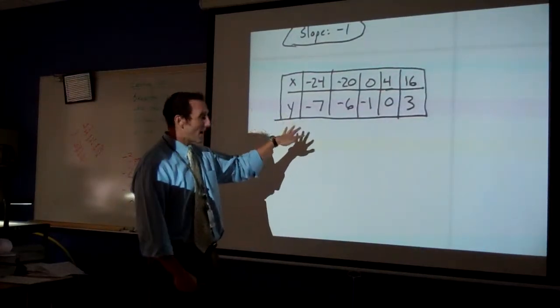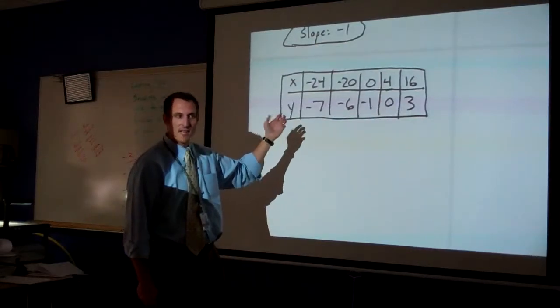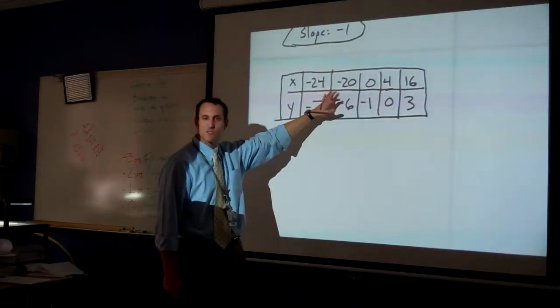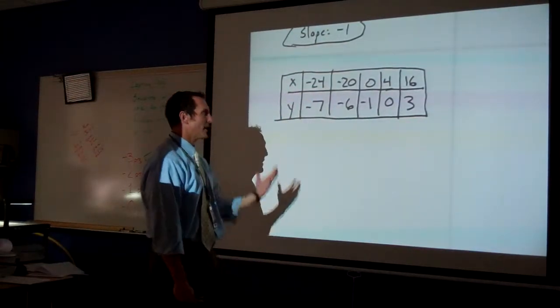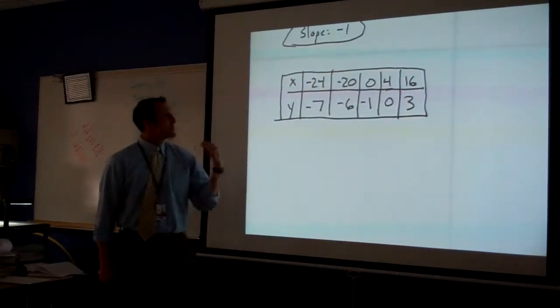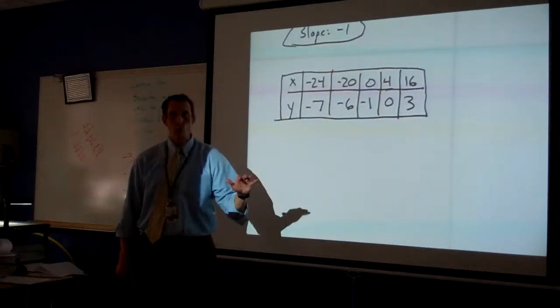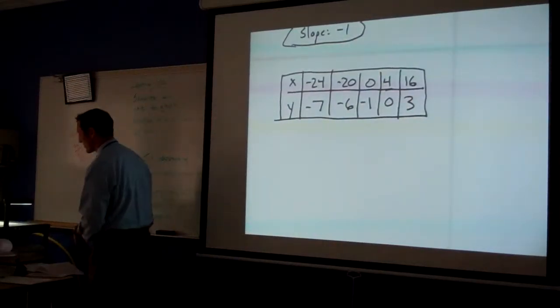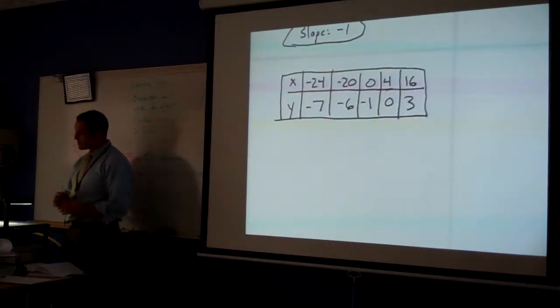Now this is a common standardized test question. We'll give you a table of values and we'll say, find the slope of the line represented by this set of data. With this, you have so many different options to do this correctly, it's up to you.